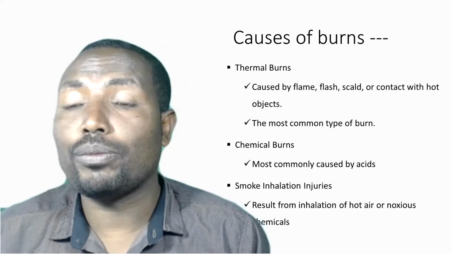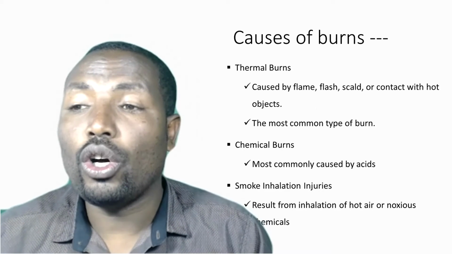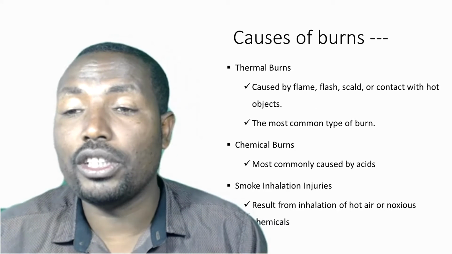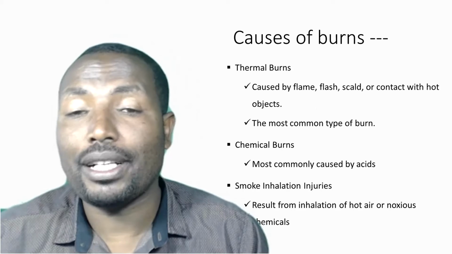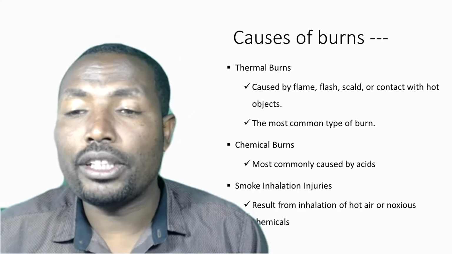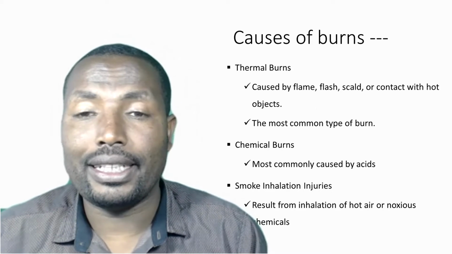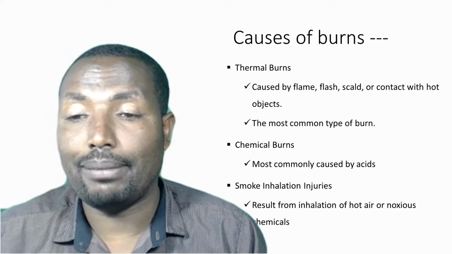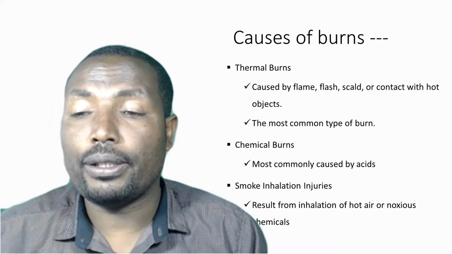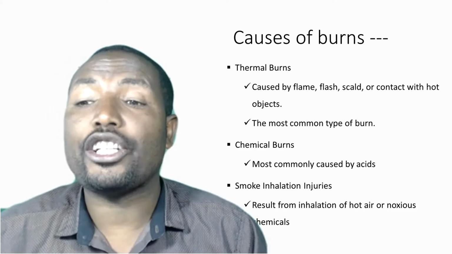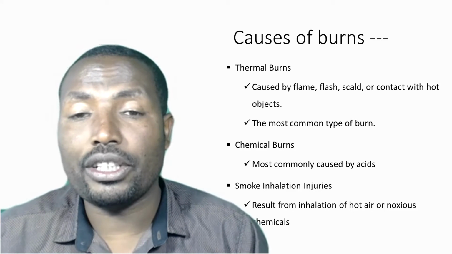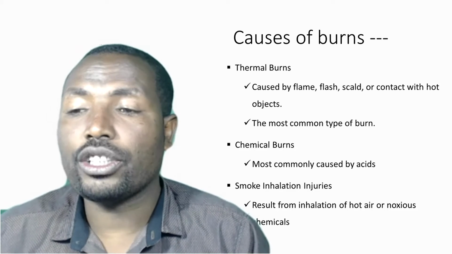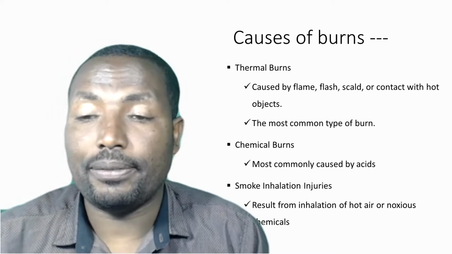Thermal burn is caused by flame, by flash, or by contact with hot objects. What we commonly call a scald is one type of burn, and this is a common type of burn, particularly in children. Chemical burns occur when our body is in contact with acids or bases, and acid is one of the most common causes of chemical burns. The other type of burn injury is smoke inhalation injury. This results when we inhale hot air or noxious chemicals.